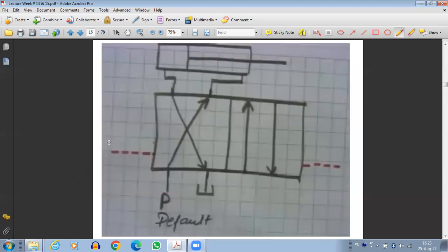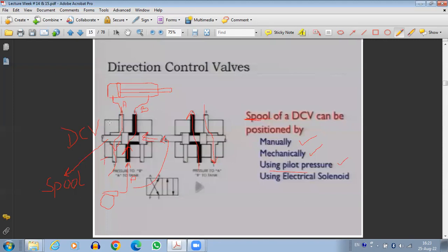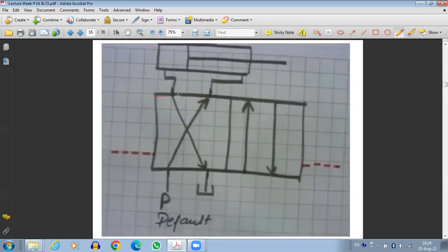So suppose we have a situation like this, that we have an actuator here. Now, how do we represent the DCVs on the diagram? We represent the DCVs on the diagram based upon how many positions of the spool we can have. So for example, if we can have two positions of the spool as shown here: in one position of the spool, P is connected to B. In the other position of the spool, P is connected to A. Okay. So in that case, we are going to draw two boxes. Each box represents one position of the spool.